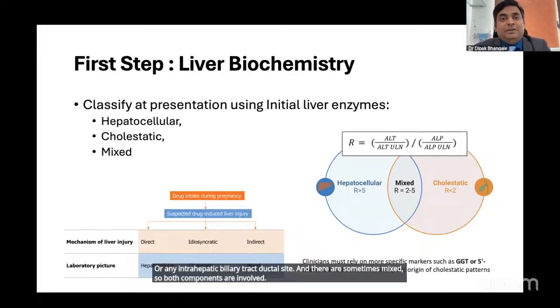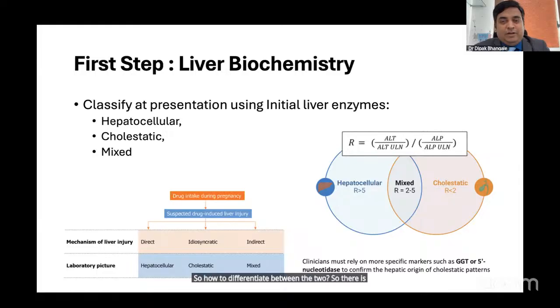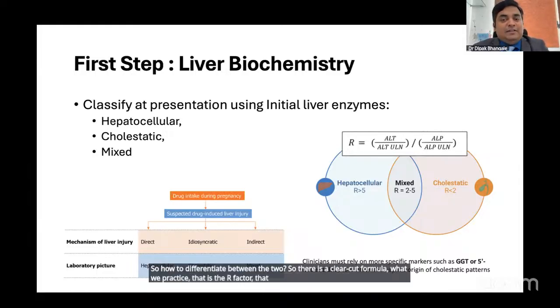So how to differentiate between the two? There is a clear-cut formula we practice, that is the R factor. For hepatocellular injuries, the R factor is more than 5. The formula, you can just remember it: ALT divided by ALT upper normal limit, then alkaline phosphatase divided by its upper normal limit.